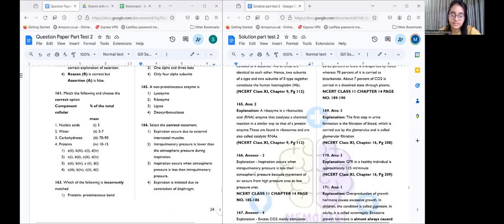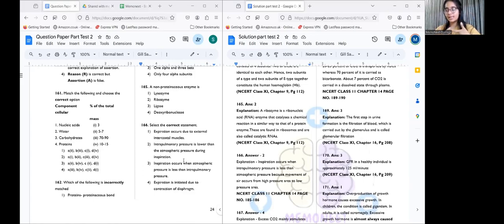Then for 166 question, which is the correct statement. That is option number 2 in this case. So let's see the option. They are saying intrapulmonary pressure is lower than the atmospheric pressure during inspiration. Okay. So we should know the basic rule of pressure or exchange of anything due to pressure changes: everything flows from a high pressure region to a low pressure region, right?